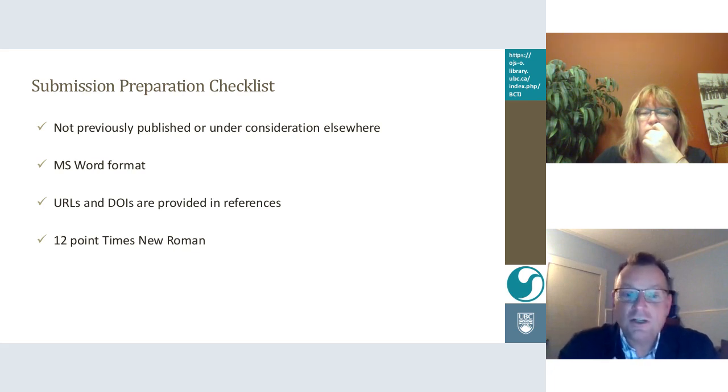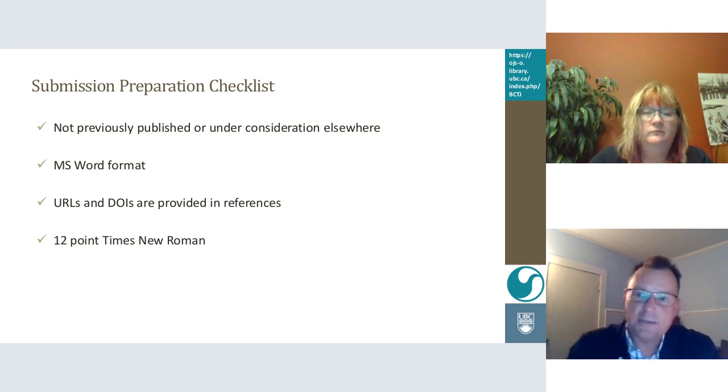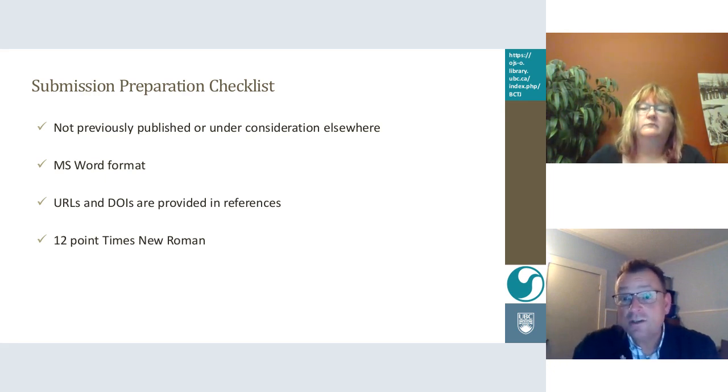If you've published it in a newsletter online, it depends on the length, and it would depend on what the newsletter's copyright policy is, whether they would allow you to publish it somewhere else. But generally, for the BCTEAL journal, we only accept things that are brand new. And also, they can't be under consideration elsewhere.